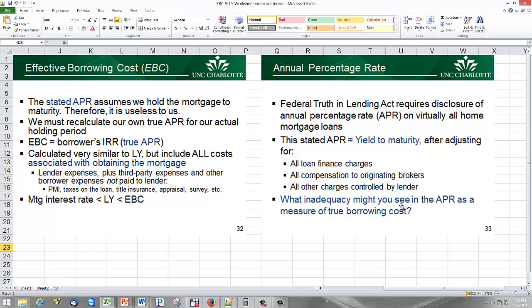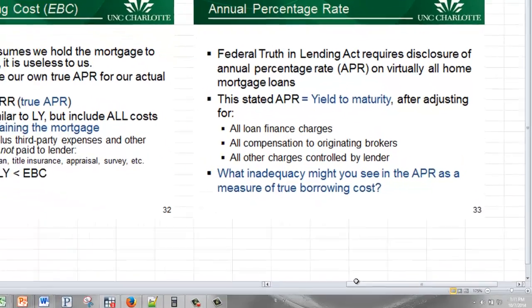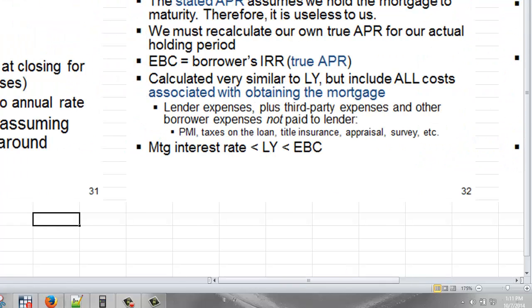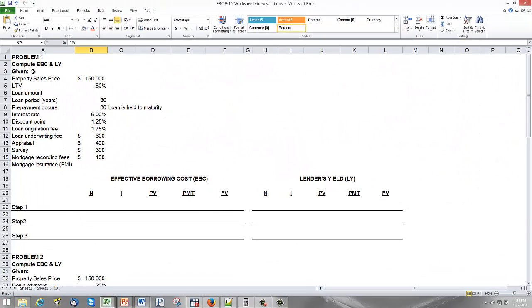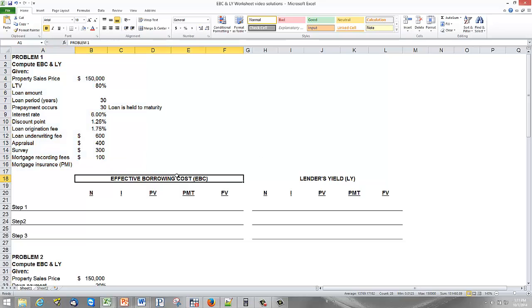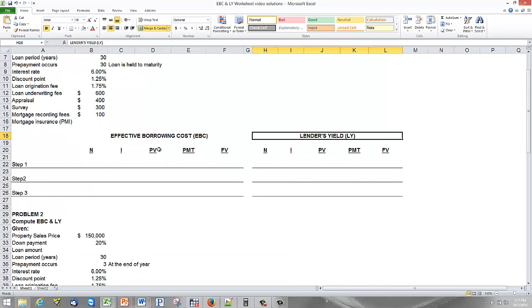What inadequacy might you see in the APR as a measure of true borrowing cost? The inadequacy is that most borrowers don't hold to maturity. Okay, so that's a brief overview of these three. So let's go and see how we would calculate them. We have three different mortgages that we're going to take a look at, and we're going to compute the EBC and lender's yield of each one.